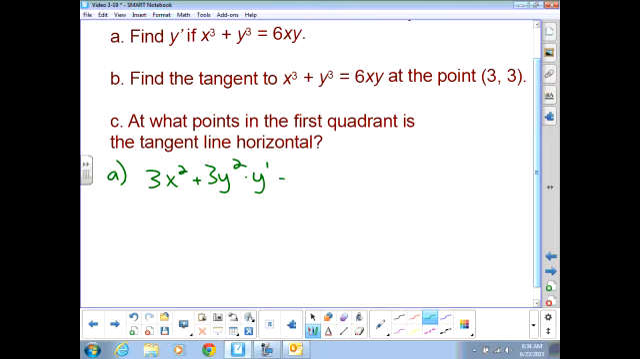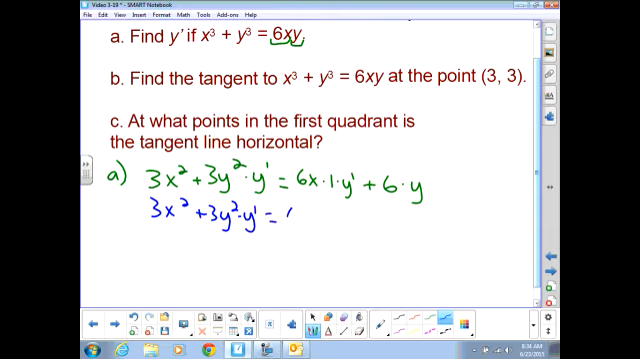Now over on the right, we need to be careful. We have a product rule going on. So let's think of this as 6x times y. So we'll do the regular 6x times the derivative of a y, which would be 1 times y prime, plus the derivative of 6x, which is 6, times the regular y. So what we really have is 3x squared plus 3y squared times y prime equals 6x y prime plus 6y.